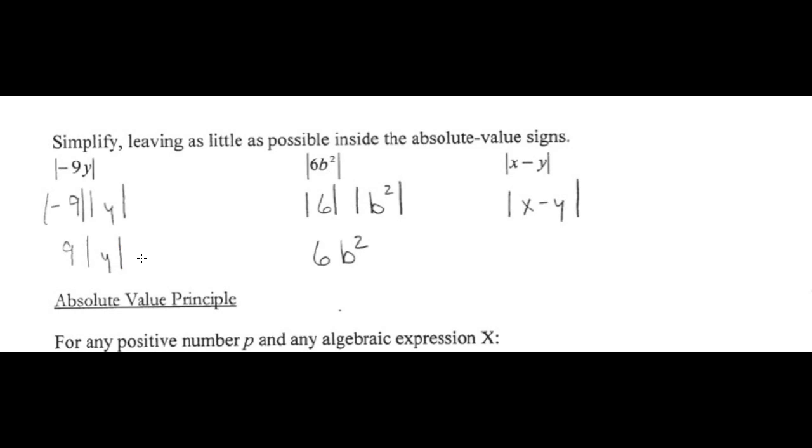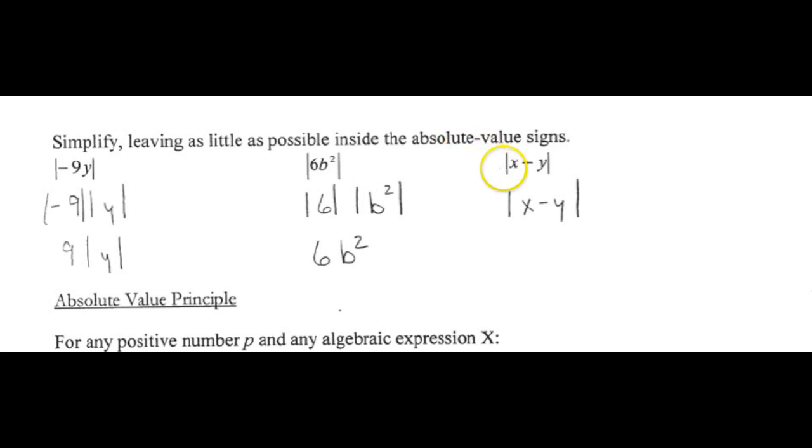The absolute value of 6 times b squared. That's a product. We know we can take the absolute value of 6 and the absolute value of b squared separately. That's fine. The absolute value of 6 is 6. And let's think about that b squared. What is the absolute value of b squared? We know that when you square a number, you make it positive for all real numbers. So the absolute value of b squared, since b squared is guaranteed to be positive anyway, has to be just that number, just b squared.